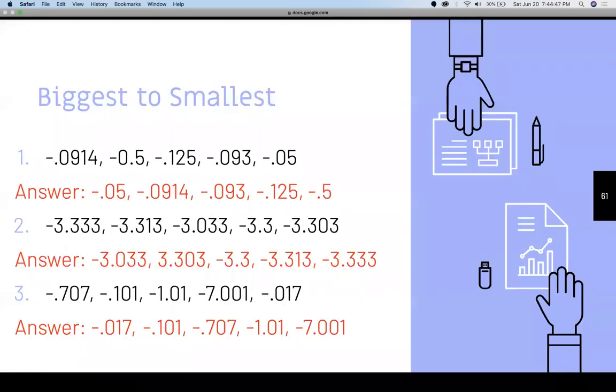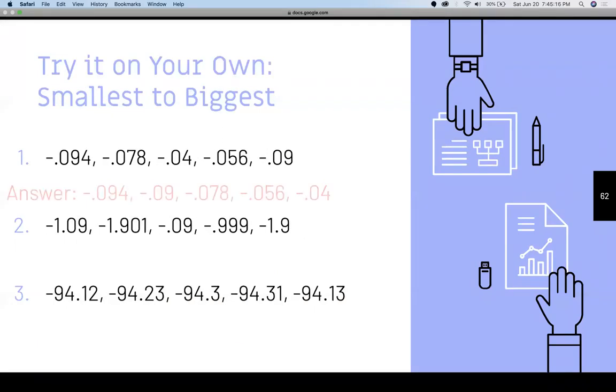Right, biggest to smallest now, even more practice dealing with these negative numbers. It's literally the same thing. We have this negative sign, so it's the backwards thinking with positive numbers, right? You can even think of it as having that negative sign, but smallest to biggest for positive. Do that and you'll get it for biggest to smallest to negative. Try it on your own.